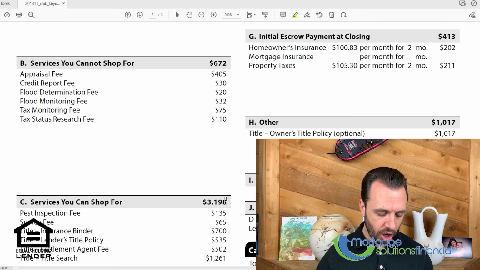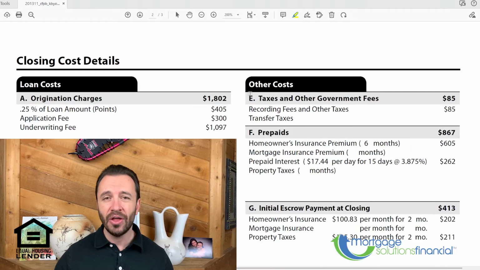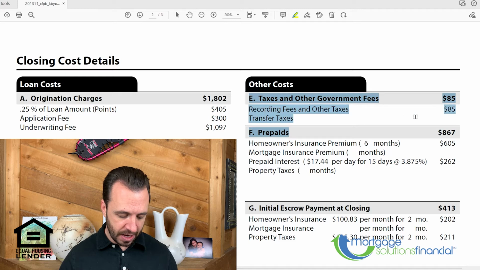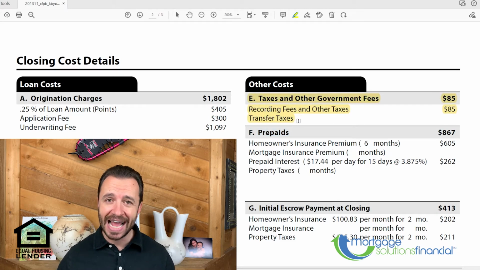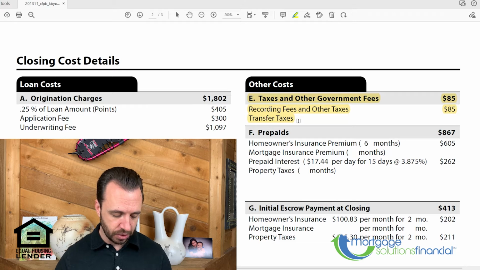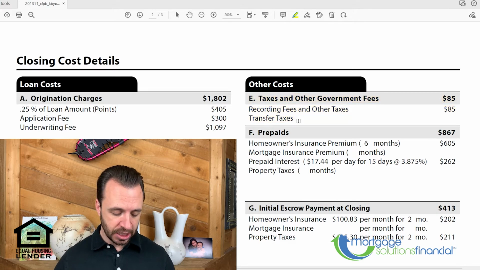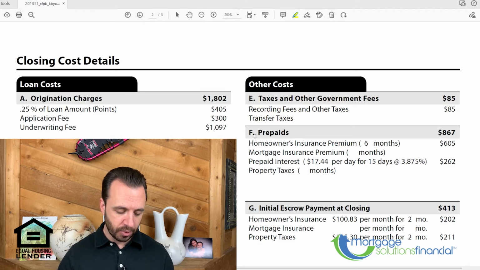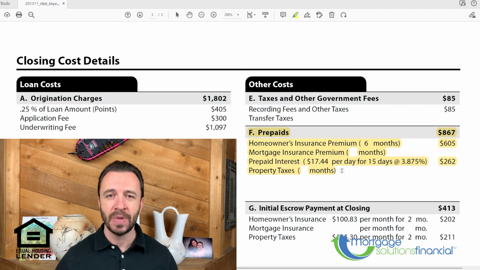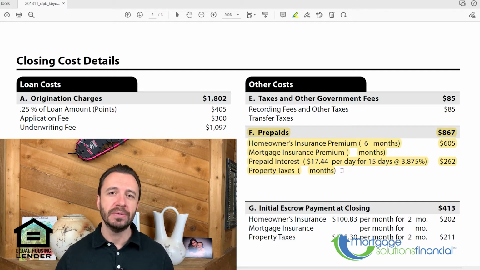Now let's go to the other column here on the right side. We've got other costs. Paragraph E, these are your government fees, recording fees, and other taxes. Transfer taxes will be showed there. Paragraph F here, these are prepaids. So let's look at this. This is important here. So this is your homeowners insurance and property taxes. These prepaids are items that need to be paid at closing, okay?